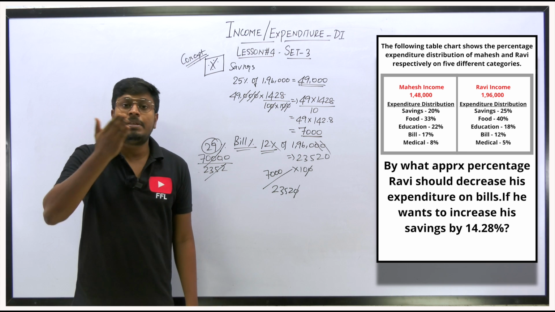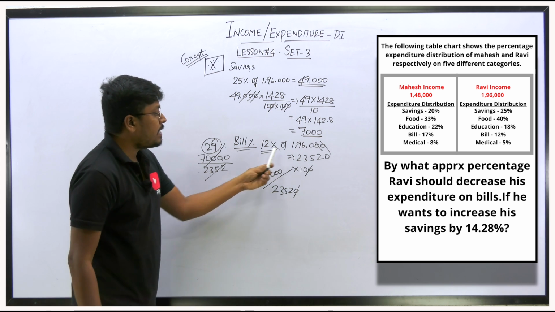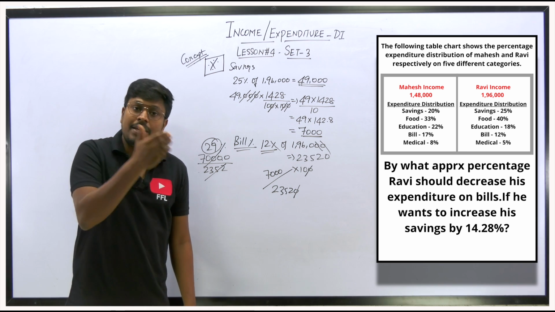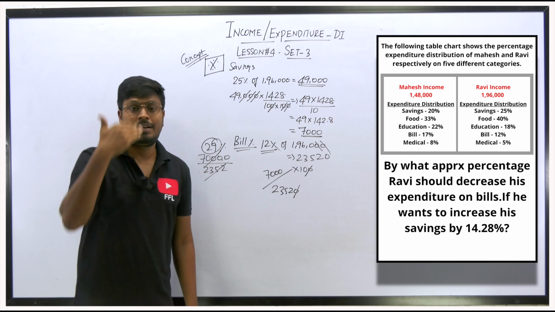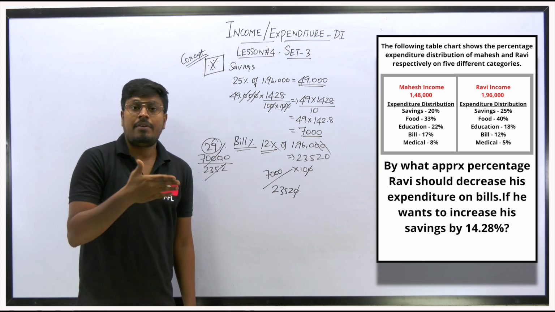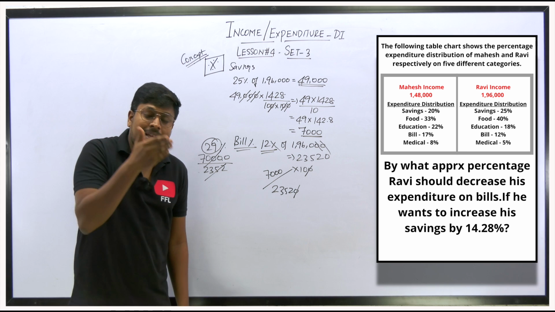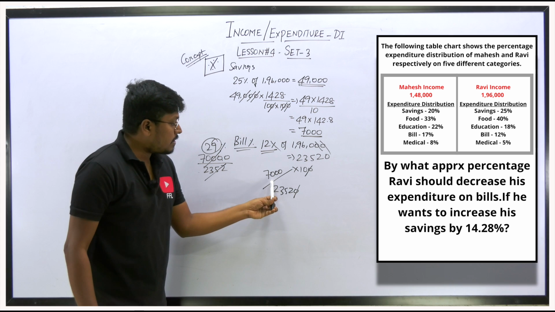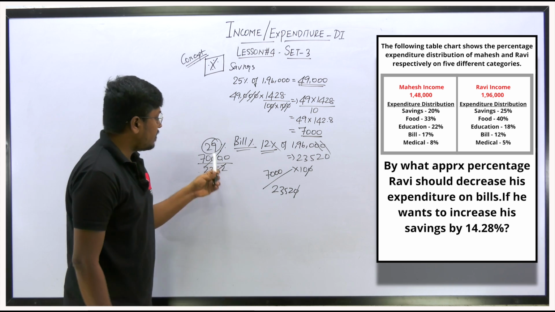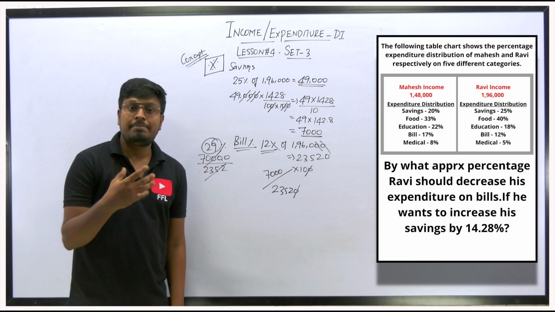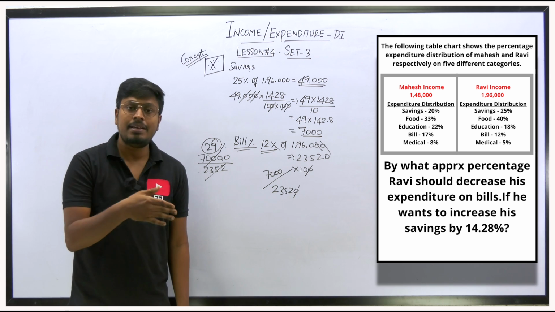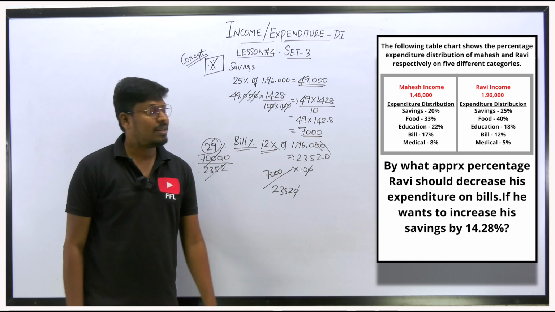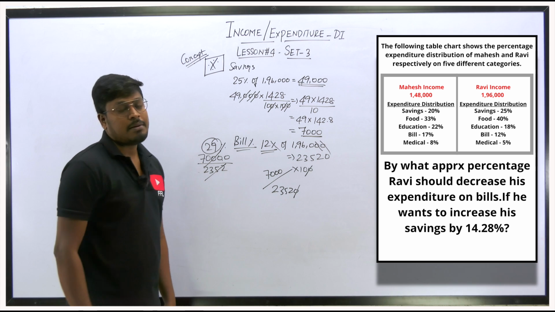So from where? From the bill expenditure. So already the bill expenditure is 23,520. So from this 23,520, you need to reduce 7,000 so that the savings will be increased by some percentage. So I have found how much percentage from the expenditure of the bill you should decrease, which is 29 percentage, right? So if we decrease 29 percentage on the expenditure on the bill, the savings will be increased by 14.28 percentage. Understood or not, right? So very interesting question, and the concepts are more important.